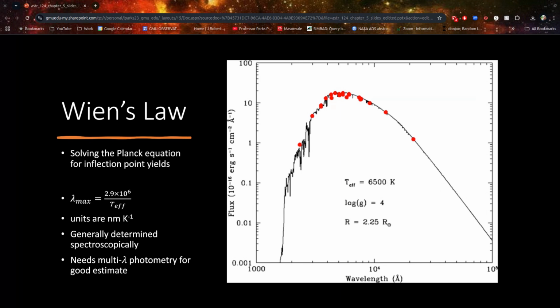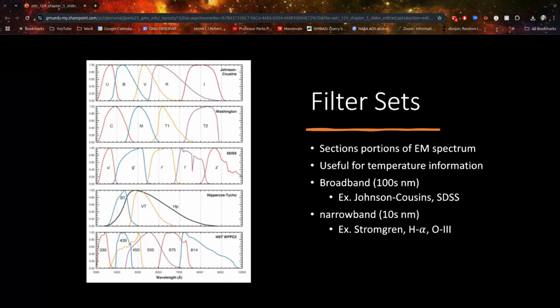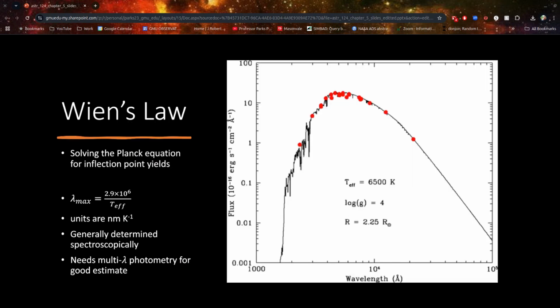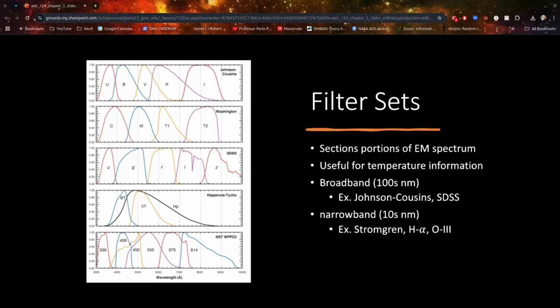This requires multi-wavelength photometry, and the more the better, meaning that you would like to have photometry not just in the visible part of the spectrum, but also in the infrared, ultraviolet if you can get it, and possibly even the radio. So I talked about getting multi-wavelength observations such as these. Now, in order to do that effectively, you need to use filter sets.